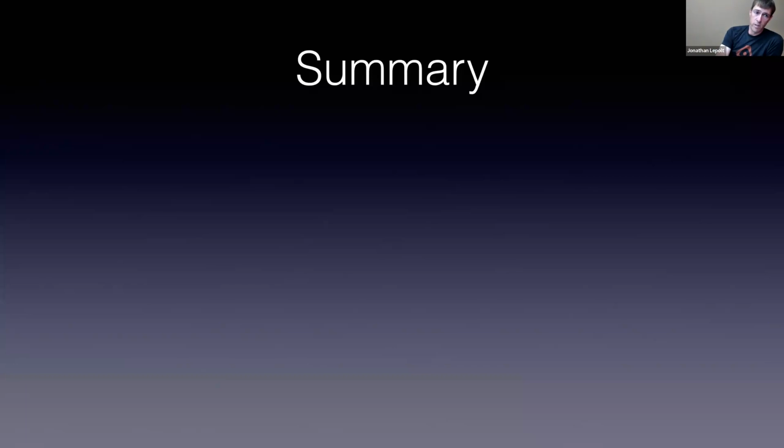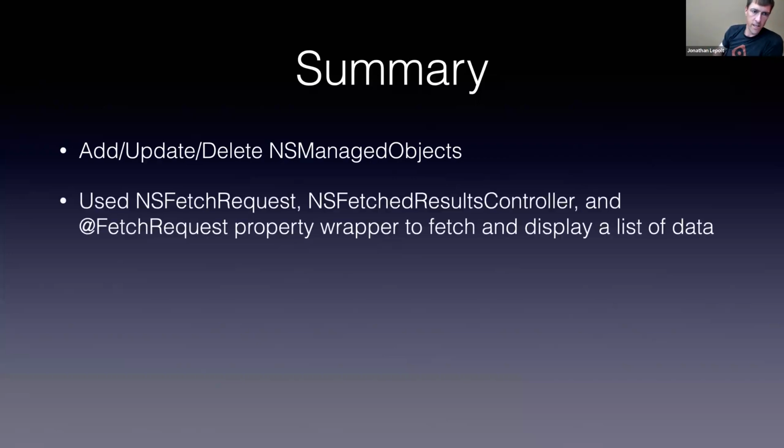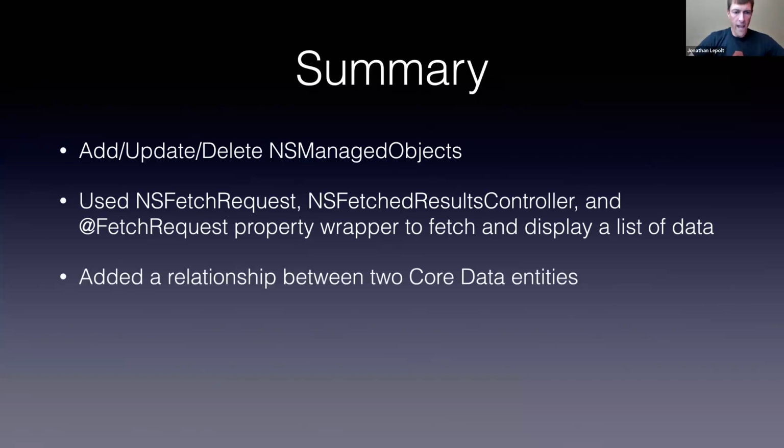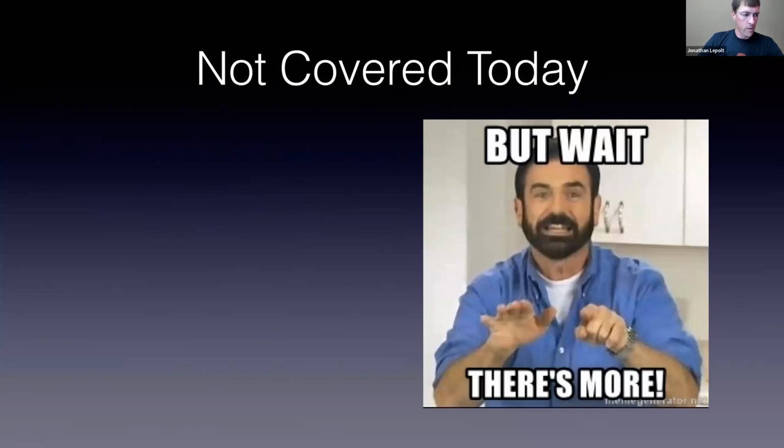So what did we do? We were able to add, update, delete, manage objects from a Core Data database. We used 3 different methods of fetching data and displaying a list. We added a relationship between 2 Core Data entities. We wrote some unit tests, and you were subjected to a couple dumb jokes. And then just real quick, what did we not do?